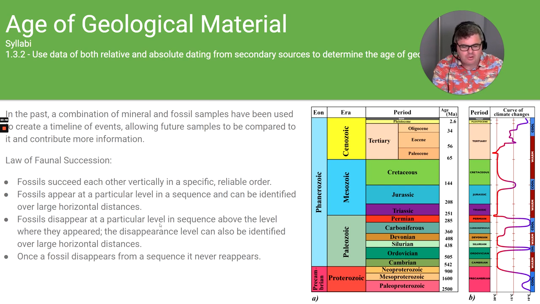Now, fossils disappear at a particular level in sequence above the level where they appeared. The disappearance level can also be identified over large horizontal distances. So, where they appeared is the first evidence that this species actually exists. Where they stop is where we assume they go extinct. Okay, not every species survives. Once the fossil disappears from a sequence, it never reappears.